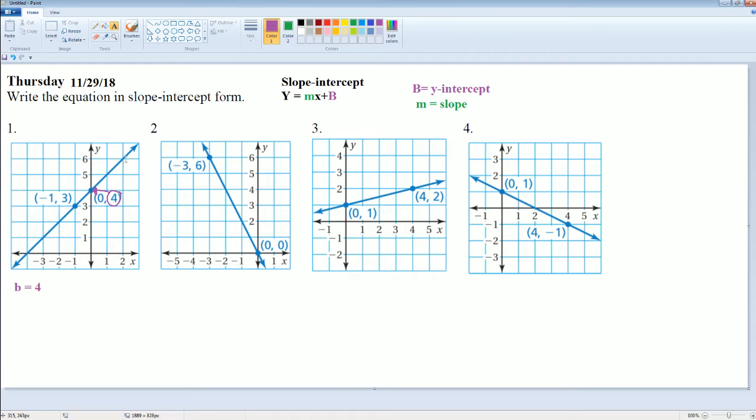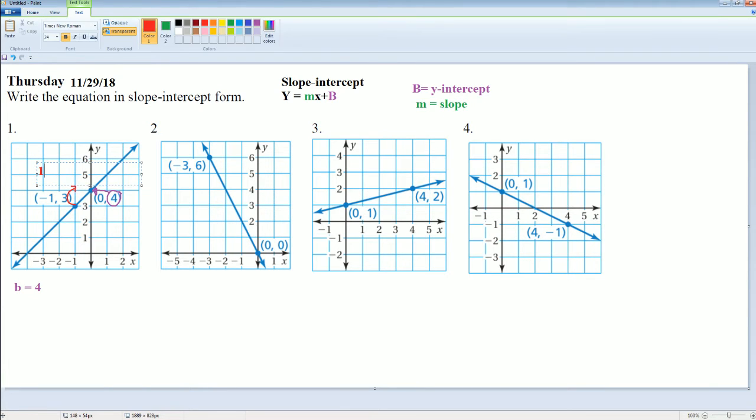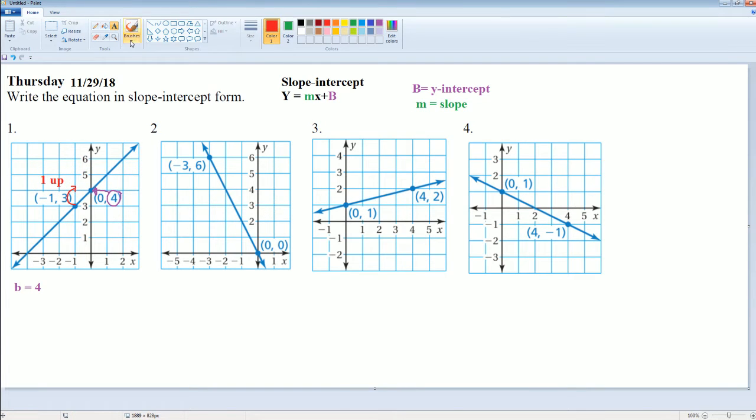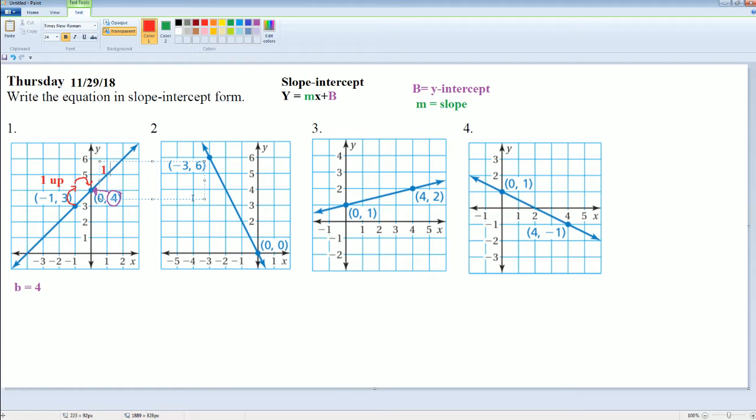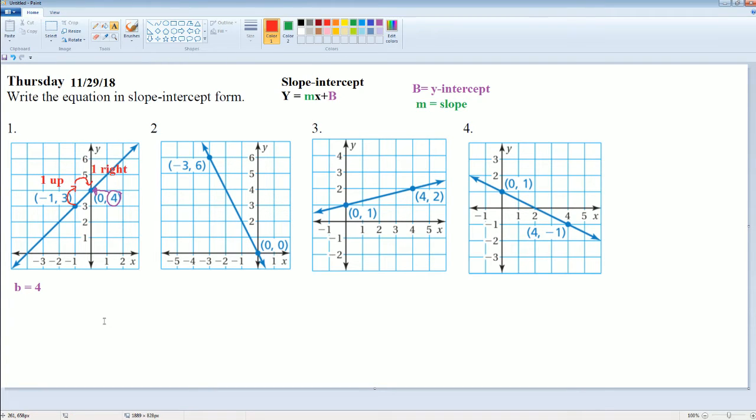Now we can find the slope. We can just count to do that. So it looks like it went up 1, then it went 1 to the right. Okay? So the slope looks like you went 1 up and 1 to the right.